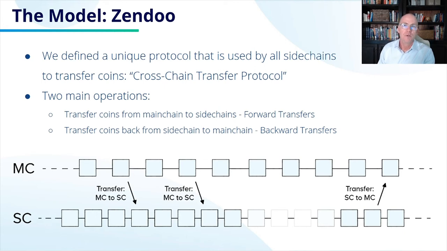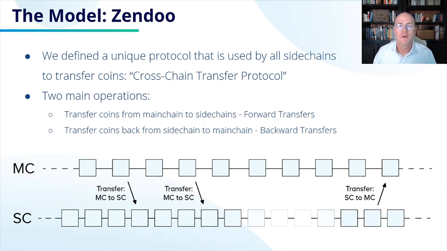So with the Zendoo cross-chain transfer protocol, really it's defined on the main chain, because this has to be defined on the main chain. That way, once the Zendoo protocol is fully implemented on the main chain, we can have a stable main chain that many different nodes around the world operate, many different people operate the node software, and then all the experimentation can be done on the sidechains. And that way you can get rapid experimentation, and you can design the sidechain.